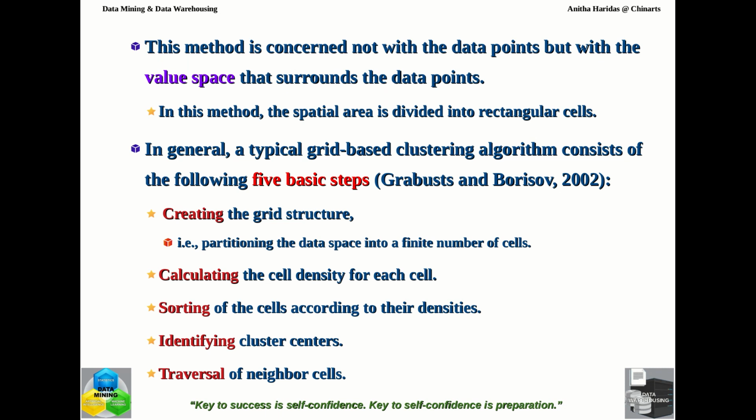Then traversal of neighbor cells can be done, right? So suppose if I want to combine more than one cell together, then you will be traversing from one cell to another cell. So these are the 5 basic steps that we have to do for a typical grid based clustering algorithm.